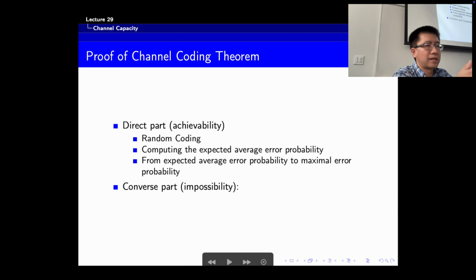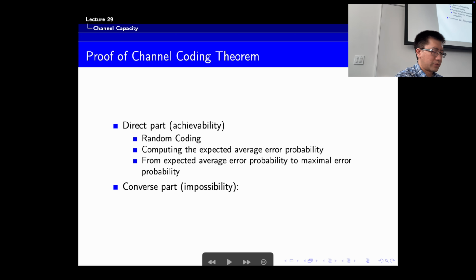So we use a technique called expurgation. Basically, we keep the best half of the code and ignore the worst half of the code. Then for the best half, we can show that the maximum error will be less than 4 epsilon, given the average is less than 2 epsilon. We sacrifice the rate a little bit, but this doesn't count for a lot, only like 1 over n. So we're okay.